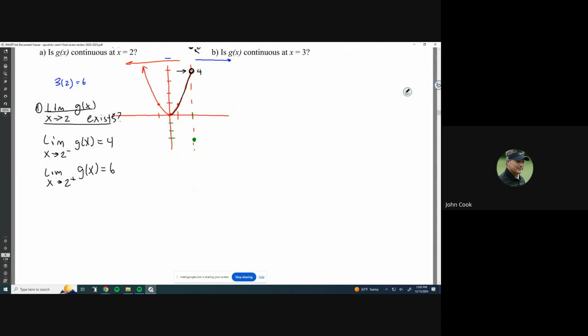So that means the limit doesn't exist. So I'd write therefore, and this is how you write therefore in math terms, the limit as x goes to 2 of g of x does not exist because we have two different numbers that it goes towards on the left and the right-hand side. And also this means that g is not continuous, or discontinuous is another way to say it, at x equals 2.